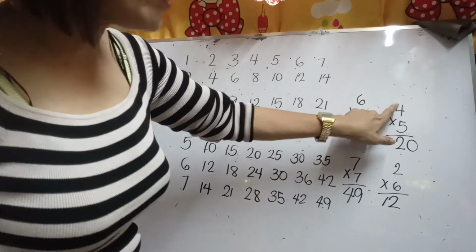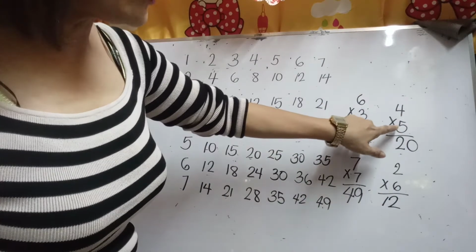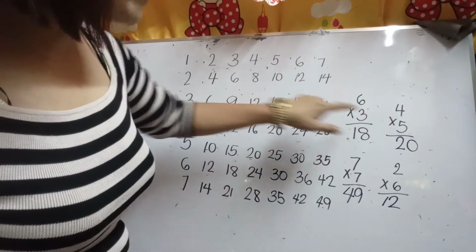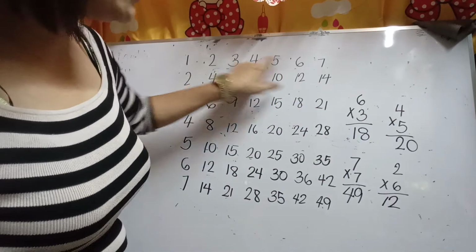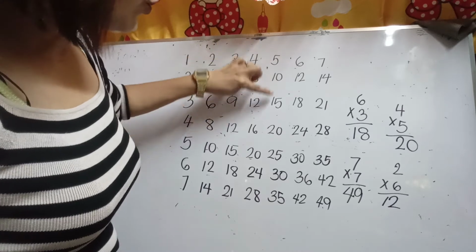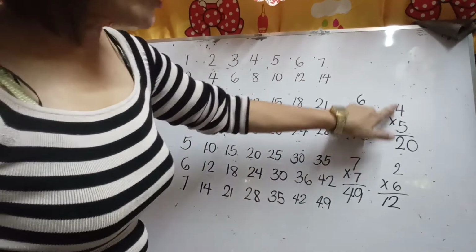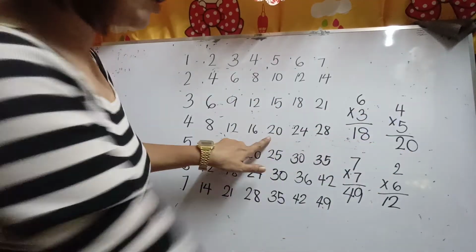Okay? Now, here we have 4 times 5. So, let's reverse it. Let's make it 5 times 4. Punta kayo sa 5. And then, you count 4. So, from here, 1, 2, 3, 4. So, dun makikita nyo. Ayun, no? 4 times 5 or 5 times 4 is still 20.